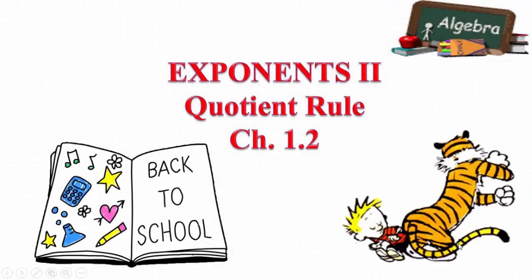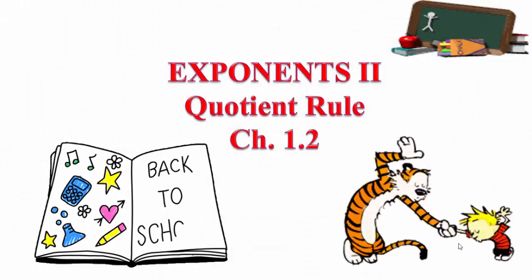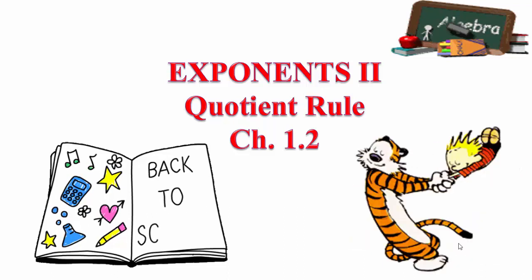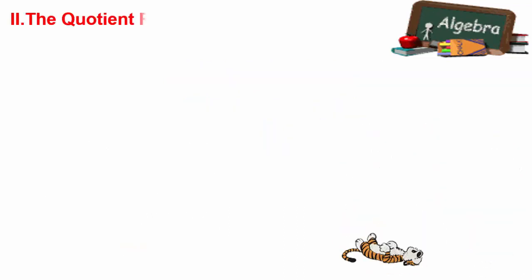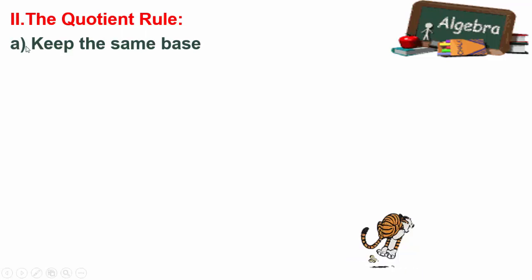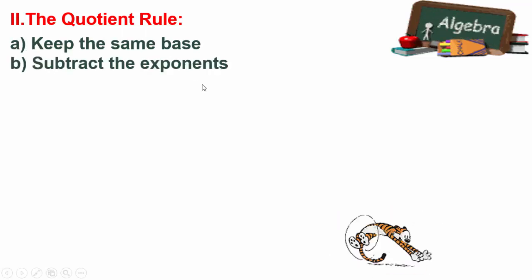Welcome to part 2 of exponents. In this part, we're going to discuss the quotient rule. The quotient rule says that when we keep the bases the same, we subtract the exponents.